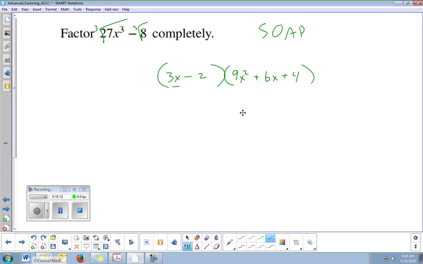So it's really not bad once you get to know that pattern, but it is a little new. This is the most new factoring style that you've had, so it might take a little practice. But remember SOAP, and we'll practice this more in class.